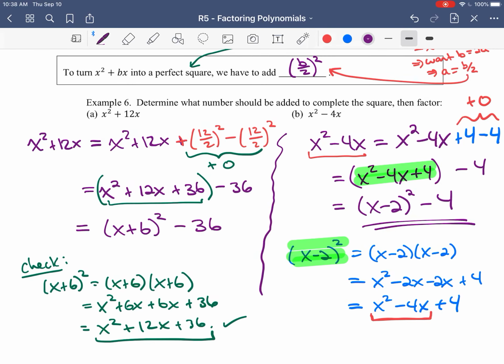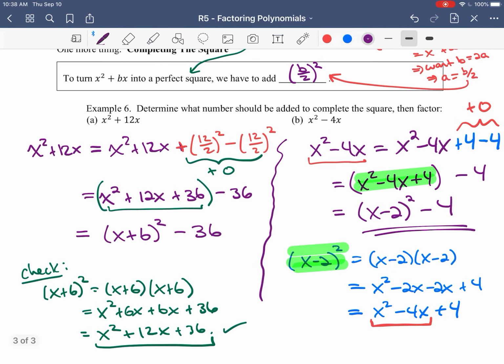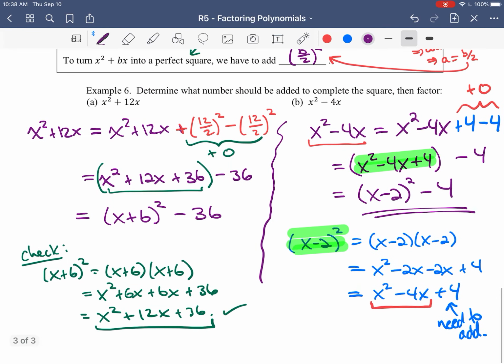That's the method that I usually use instead of remembering that I want to add b over 2 all squared. I normally remember I want the perfect square to be half of the b term, and then I just take that perfect square, expand it out, and see what I need to add here. So this is what we need to add. And that's it for factoring, so far anyway.